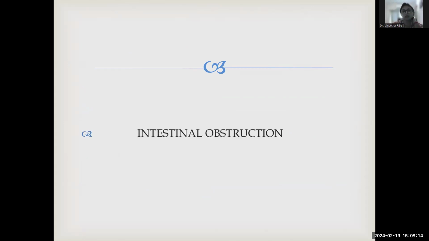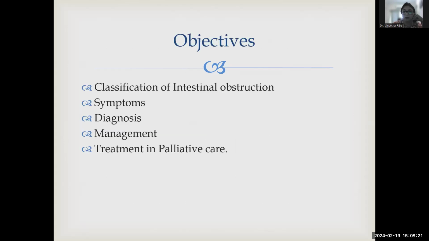So, coming to today's topic, intestinal obstruction. What is intestinal obstruction? And in this class, we will be seeing what the different types of intestinal obstruction are. What would someone with intestinal obstruction present to you with? Suppose you are going to a patient's home and they are telling you, I am having severe nausea and vomiting, and have not passed stools for about 5 days.